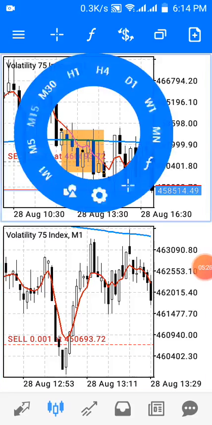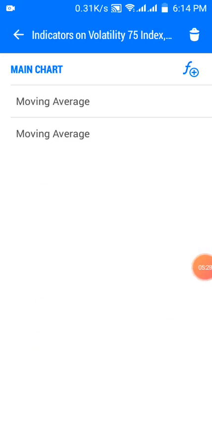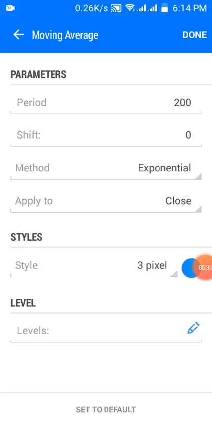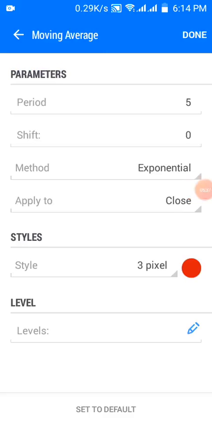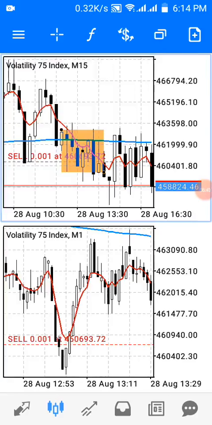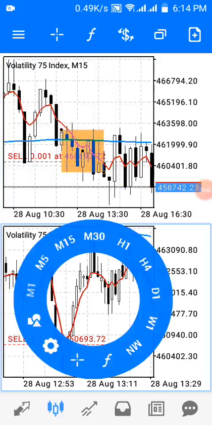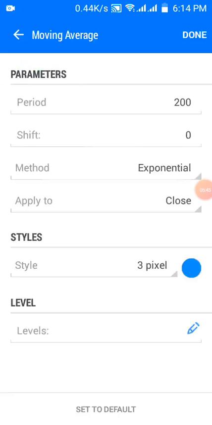Let's look at the settings. 2 moving averages. The first one is 200 EMA. The color is blue. And the second moving average is 5 EMA. Color is red. So the same is repeated on the lower window. 200 EMA and 5 EMA.